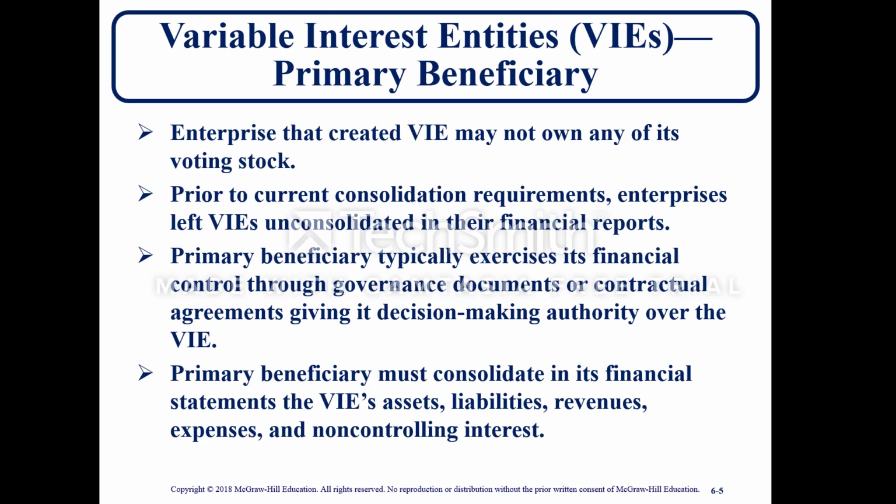So variable interest entities, the primary beneficiary. Enterprises that create VIEs may not own any of its voting stock. Prior to current consolidation requirements, enterprises left VIEs unconsolidated in their financial reports, meaning that until recently they didn't even include them at all. Primary beneficiaries typically exercise their financial control through governance documents or contractual agreements, giving them decision-making authority over the VIE. Primary beneficiaries must consolidate in their financial statements the VIE assets, liabilities, revenues, expenses, and non-controlling interests.